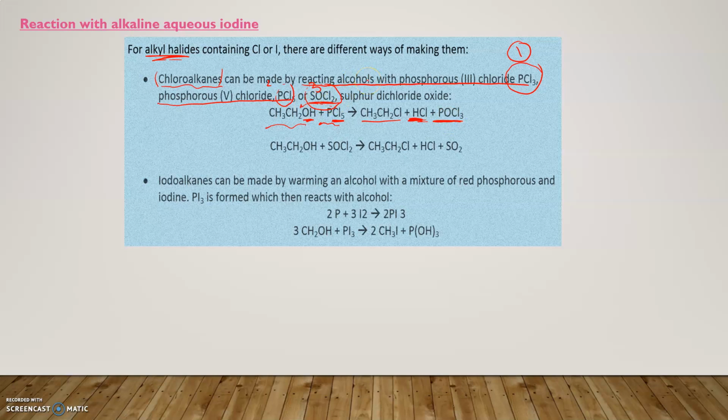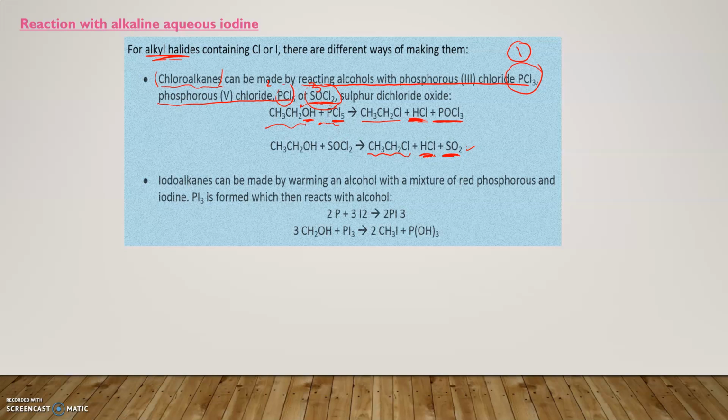Let's try it with SOCl2. Again, you will have a nucleophilic substitution. One Cl will go there, substituting the functional group, and then HCl will be formed and SO2. So the hydrogen will react with the other Cl, and the oxygen goes with the SO and becomes sulfur dioxide. So this is how to prepare a chloroalkane.